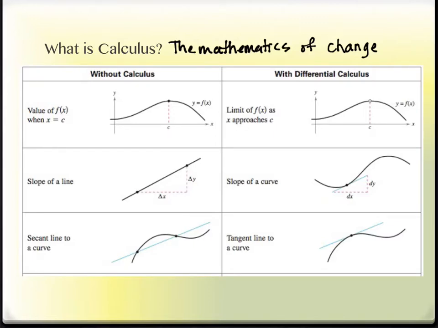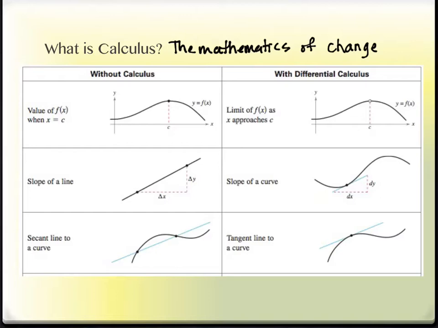So, for example, without calculus, you can find the value of that coordinate. So where it's got the C on the bottom and the point at the top, you can find the Y value at that point, right? That's a pre-calculus topic. With differential calculus, you can actually find the limit of what happens as you approach that value. So even if it's an open circle like you see there, even though there's not a value there, there's a value you're getting really close to, and that's called a limit. We'll be able to do that with calculus.